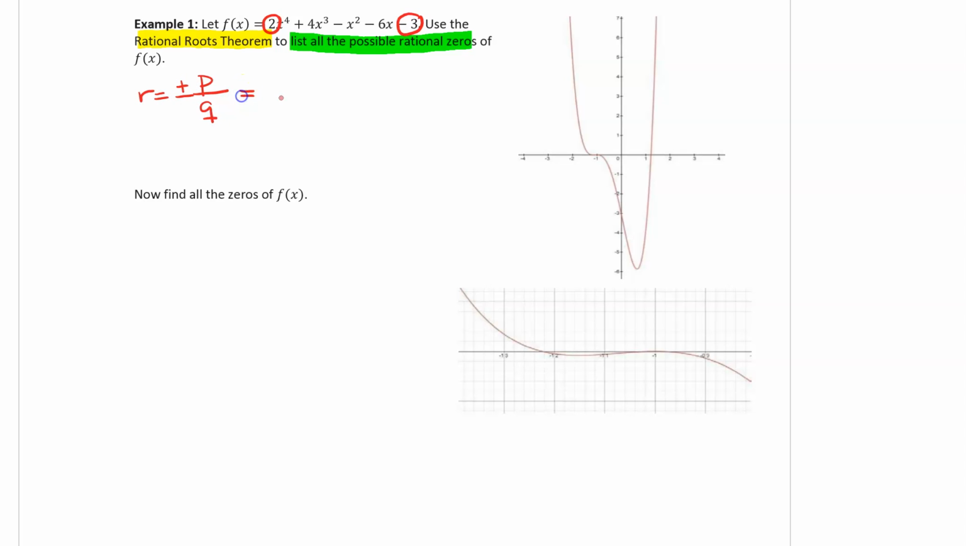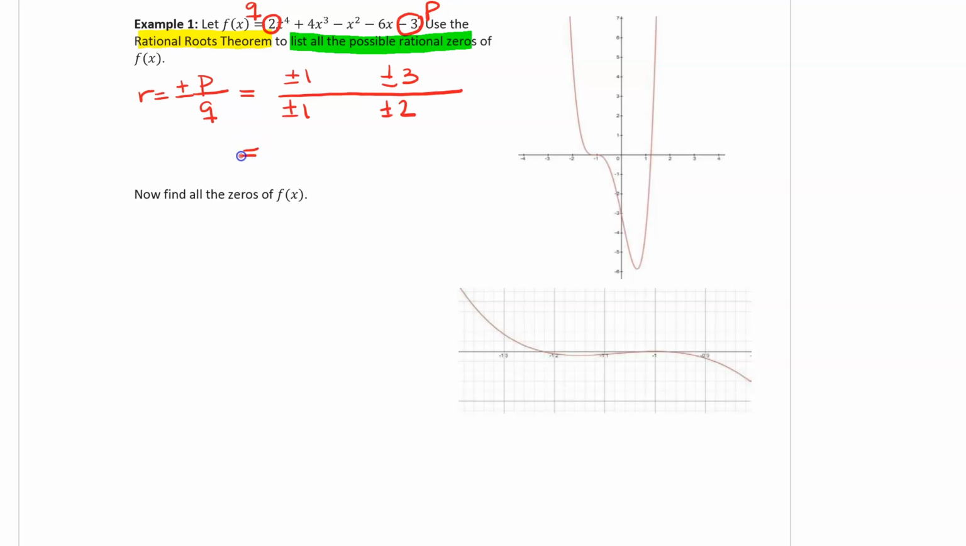And so the possible zeros are going to be plus or minus the factors of p over the factors of q. And so we're going to say, okay, what are the factors of p? Here's our p back here, and here's our q up here. Factors of 3, things that'll multiply and give you 3, are only 1 and 3. There's no other factors. I like to list them in order to make sure I don't miss any. Factors of 2, or my q, would be 1 and 2. There's no other numbers that would multiply to give you 2.